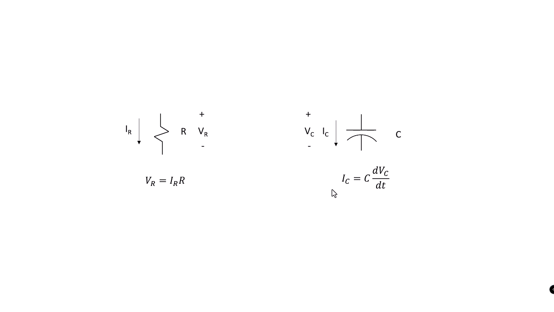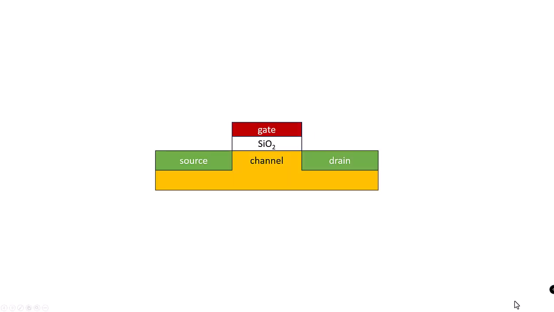To understand how digital logic works, we need to review some circuit basics. The voltage across a resistor is proportional to the current through the resistor and its resistance. The current through a capacitor depends on the capacitance and also on the rate of change of the voltage across the capacitor. This is a cross-section of a MOSFET, a metal oxide semiconductor field effect transistor.